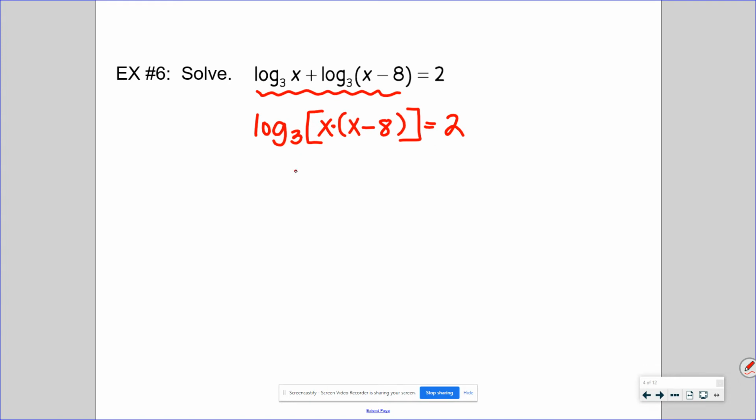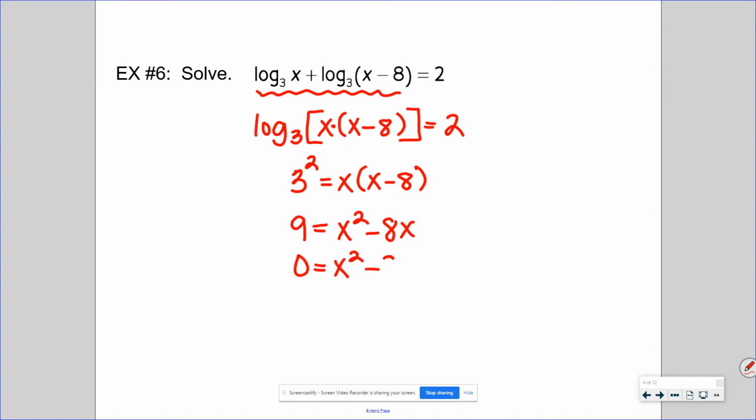So what I would need to do next is rewrite as an exponential equation. So I'm going to say 3 to the second power is equal to all the stuff inside the logarithm. 3 to the second power is 9. I think I'll go ahead and distribute the x through. And then this would be one, again, where you would need to use factoring to help you solve.